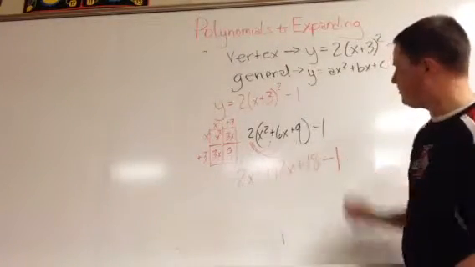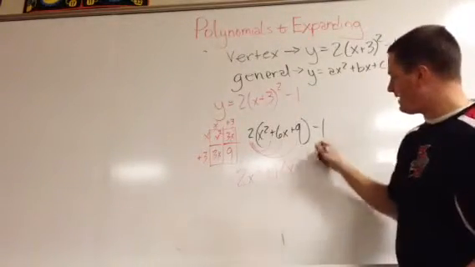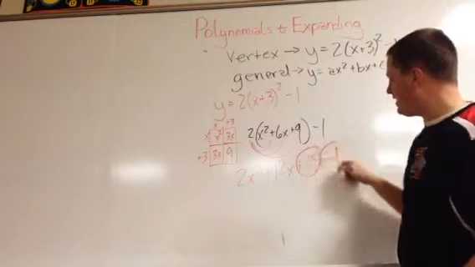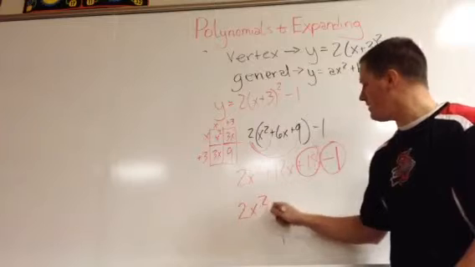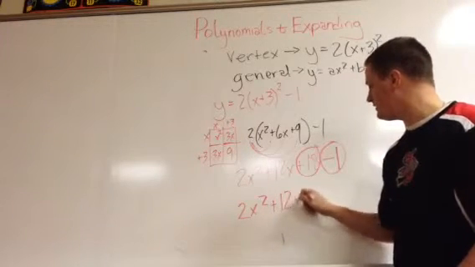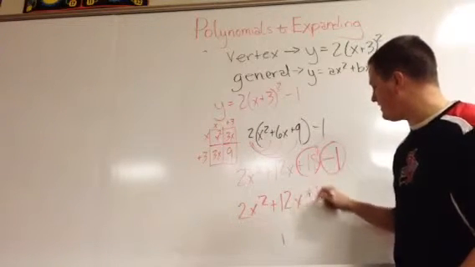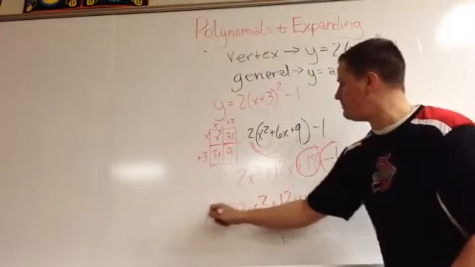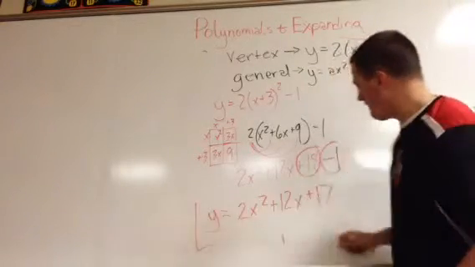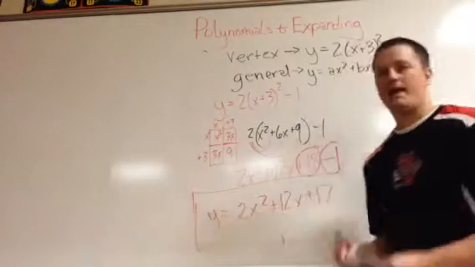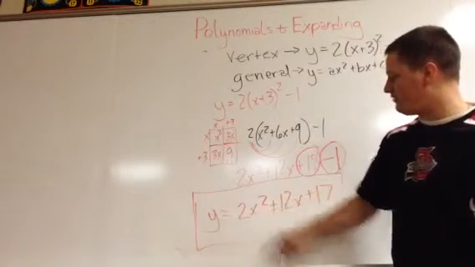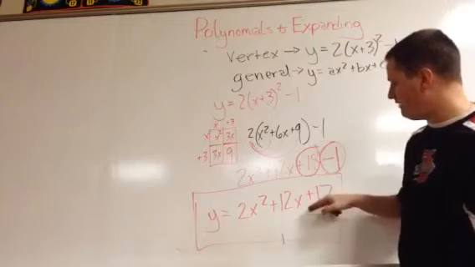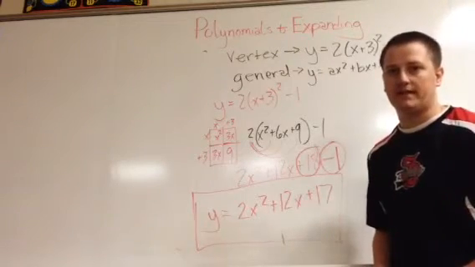Bring down my minus 1 at the end. I have like terms in positive 18 and negative 1, which will give me 2x squared plus 12x plus 17. Put my y back in front, and I have general form. My a value is 2, my b value is 12, and my c value is 17.